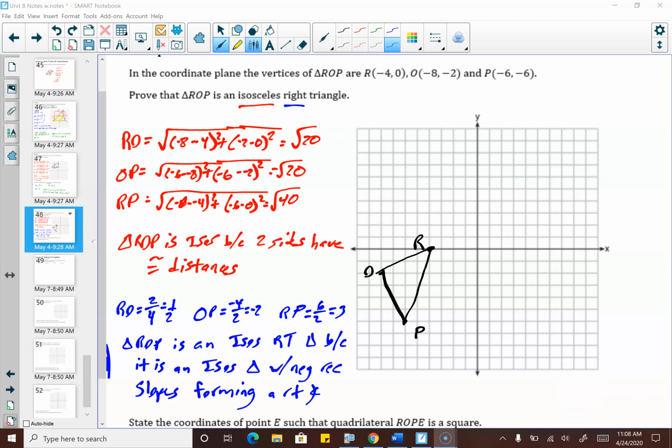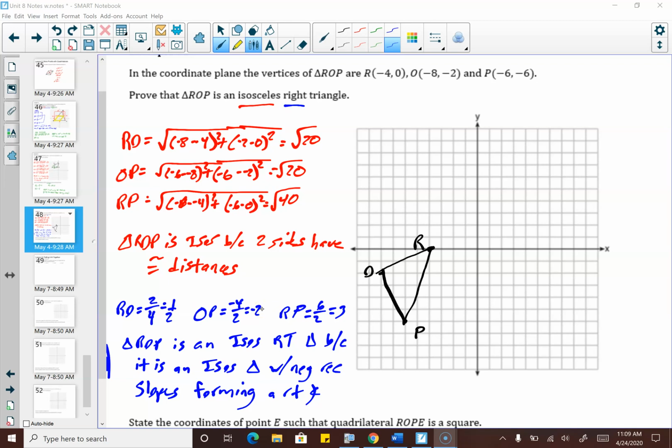So you can see what I did here. Everything I did in red is for my isosceles piece. So I did my 3 distances. I got square root of 20, square root of 20, square root of 40. So then I wrote a sentence: triangle ROP is isosceles because two sides have congruent distances. Then I did my 3 slopes, and I found out that RO and OP, 1/2 and -2/1, were negative reciprocals.